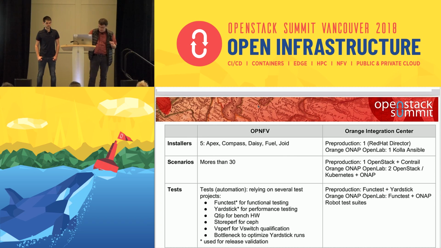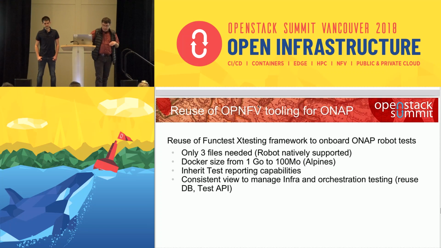And for the testing, for the moment, mainly Functest and Yardstick are reused. Recently, as we had to provide this open lab for ONAP community members, we decided to reuse Functest cross-testing in order to adapt it, to be able to run ONAP tests exactly the same way we did for the infrastructure. So using the same Docker framework, we are able to run the tests and have the same feedback at the end of the day.